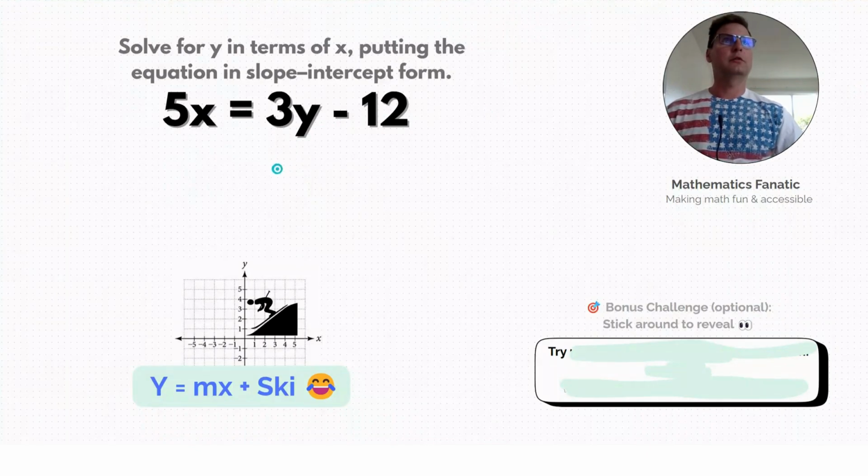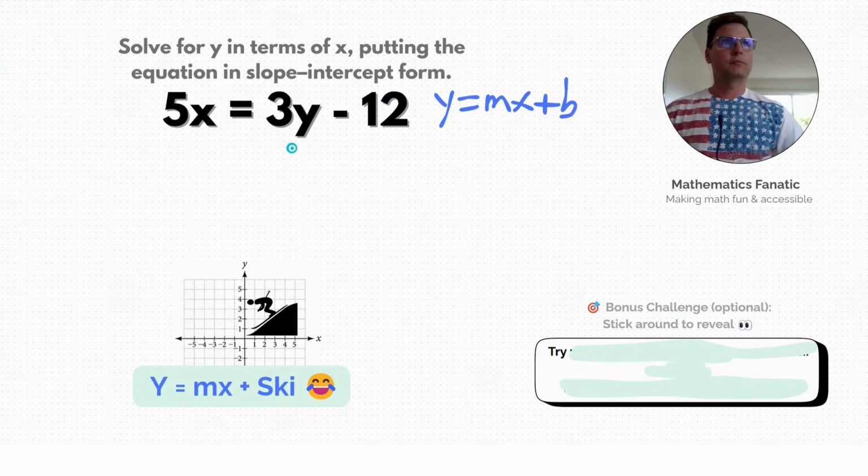All right, so solve for y in terms of x, putting the equation in slope-intercept form. Okay, so that means getting y on one side. What is slope-intercept form? This one, right? y = mx + b. So we want to make this thing look like this thing.